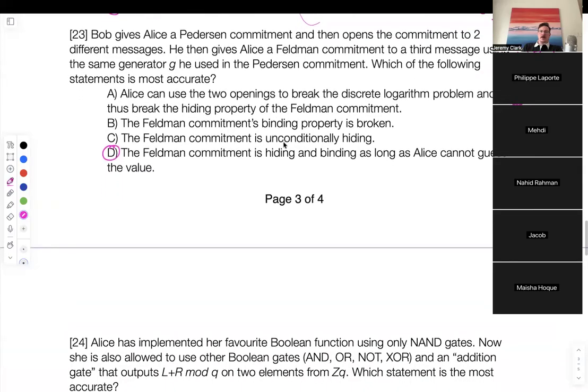Okay. Bob gives Alice a Pedersen commitment, and then opens the commitment to two different messages. He then gives Alice a Feldman commitment to a third message using the same generator G as he used in the Pedersen commitment. Which of the following statements must be true?